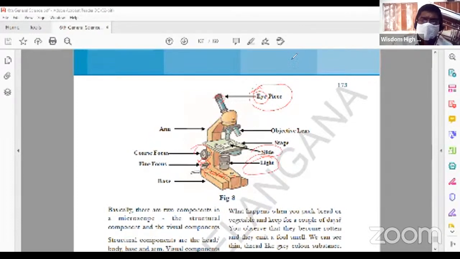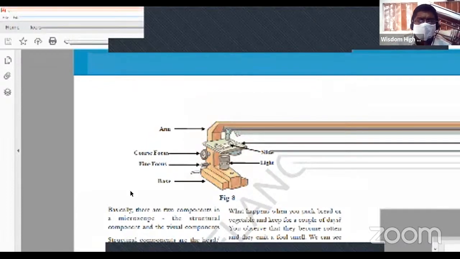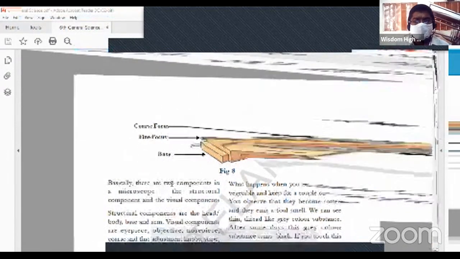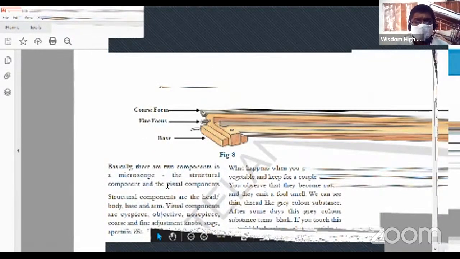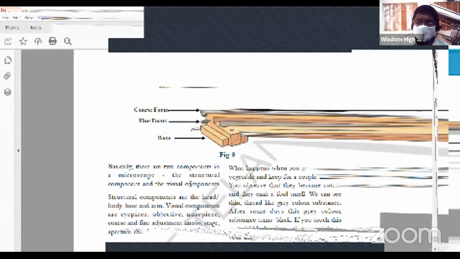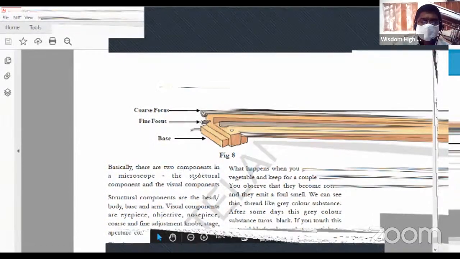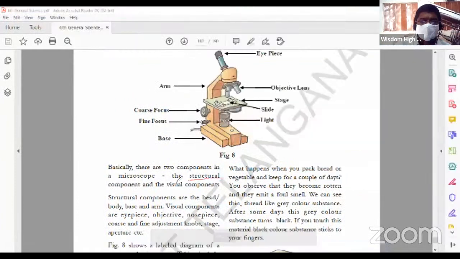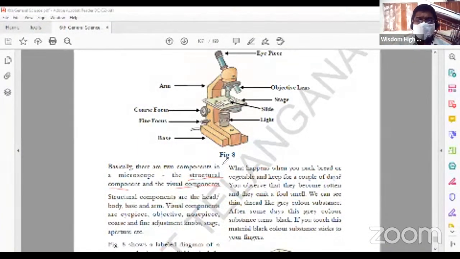Now, children, listen to me here. Basically, there are two components in a microscope: the structural component and the visual component. Two components are there in a microscope. What are the two components? Structural component and visual component. One is the structural component, another is the visual component.